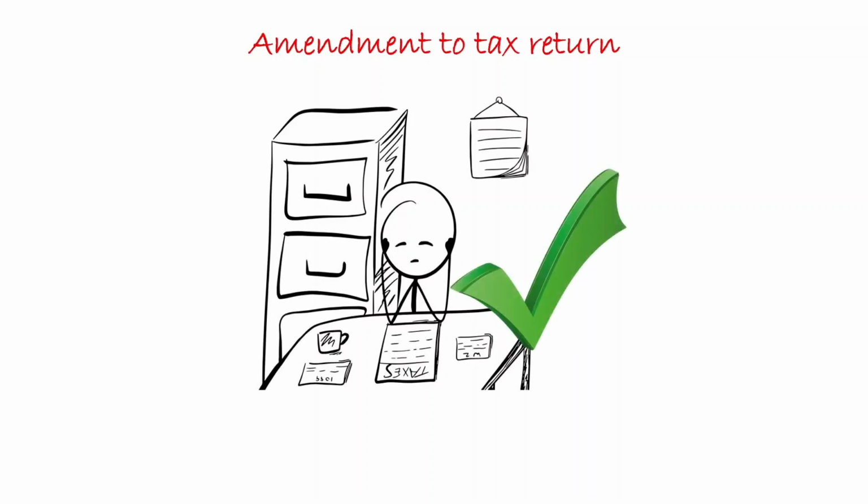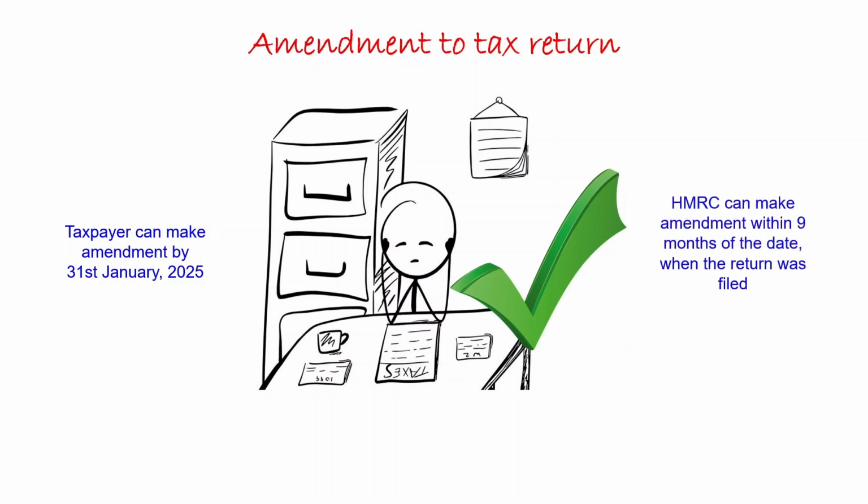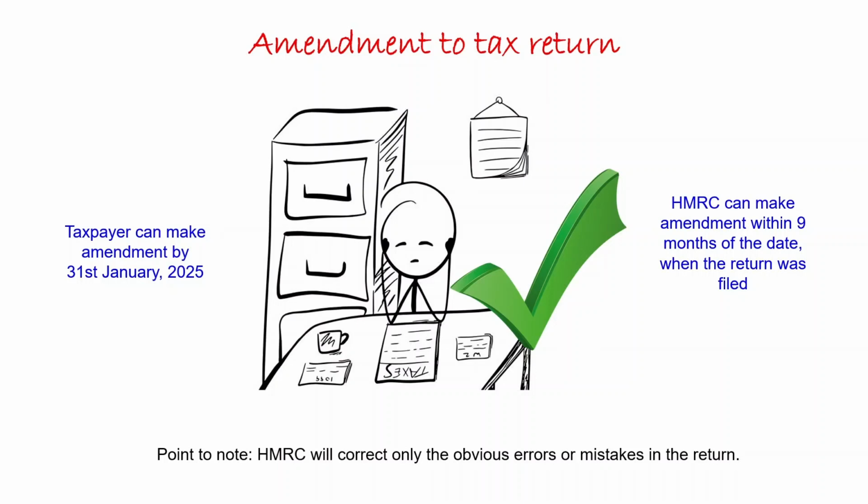Can any amendment be made to the return after filing? Yes. For tax year 22-23, the taxpayer can make any amendment by 31st January 2025. If HMRC wants to make the amendment, then it must do it within 9 months of the date when the return was filed. Remember, HMRC will correct only the obvious errors or mistakes in the return.